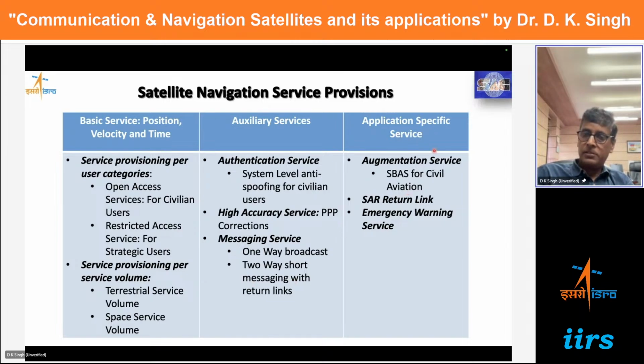Then there are the application specific services, like I called GAGAN, the SBAS, then the satellite aided search and rescue services, and emergency warning services, like you can do geofencing. Let us say Pakistan used to capture a lot of our fishermen, but now we have put a system where its coordinate is calculated and the moment it crosses our border, the emergency alarm will go to the fishermen as well as to the station at the coast that somebody has crossed the safe water. So these are the things which can save life.